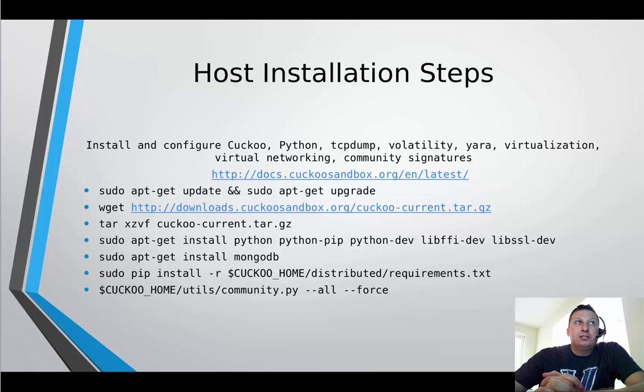So on the host, this is my Linux box. I want to install Cuckoo, Python, tcpdump, Volatility, Yara, the virtualization tool, VirtualBox I'm using, the virtual network that we just talked about, and then Community Signatures. Community Signatures allow you to gather signatures from the community, right? That's what it's called. What that does is it enables you to see, after you run a piece of malware, if someone else has run this type of malware before and labeled it in certain ways, so you'd be able to see that information.